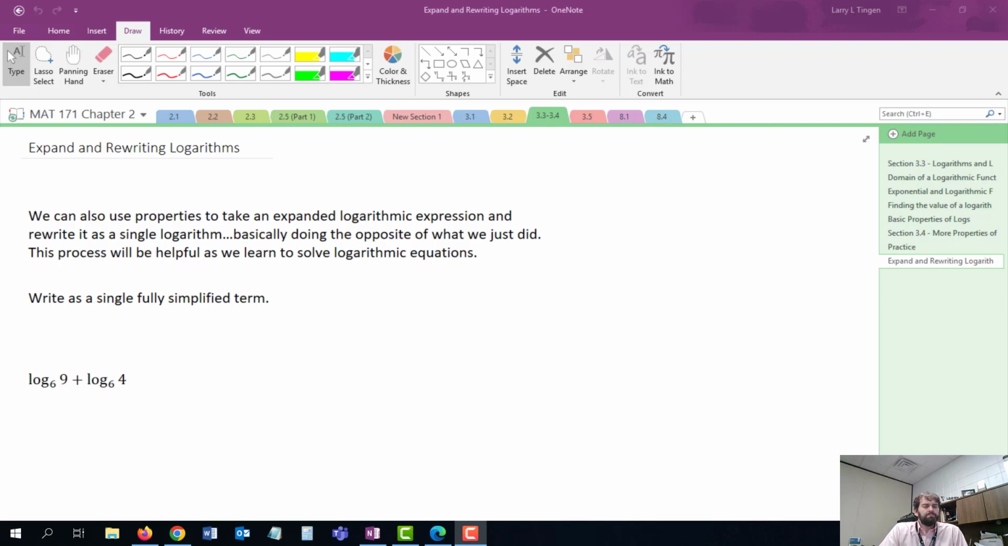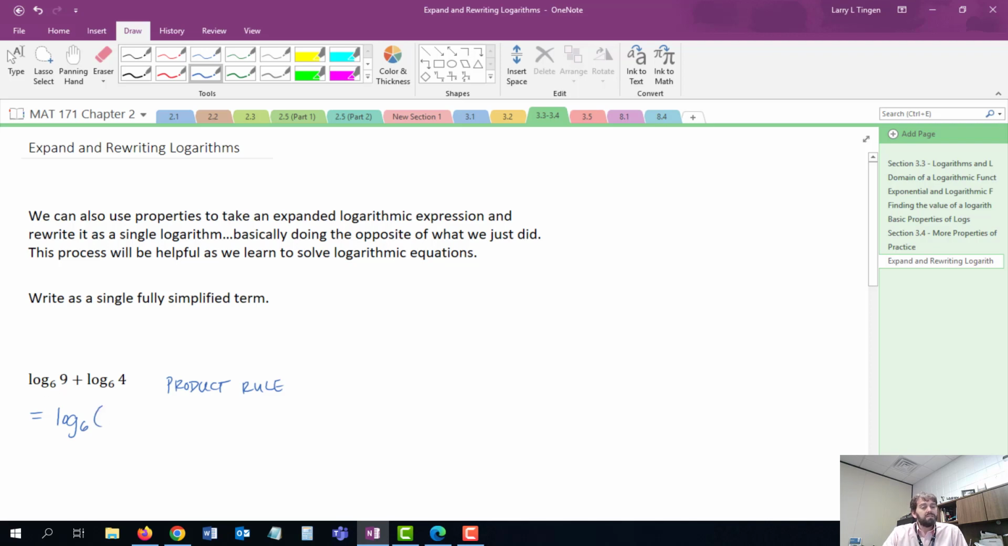Notice I can't really do anything with this the way it's written, because I don't know what power I raise 6 to get 9, or what power I raise 6 to get 4. Nothing's jumping out at me here in terms of numbers that would work. So I'm going to use the product rule, but it's going the opposite direction. Instead of multiplication on the inside, which becomes addition on the outside, I have addition on the outside, so that means this can be rewritten as multiplication on the inside.